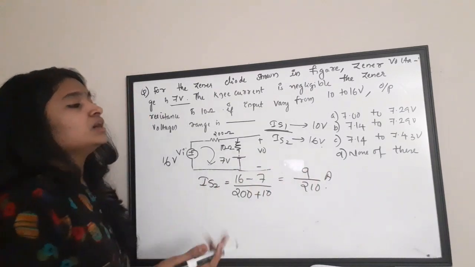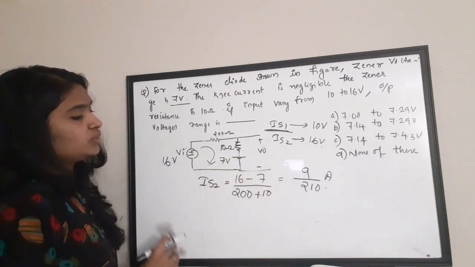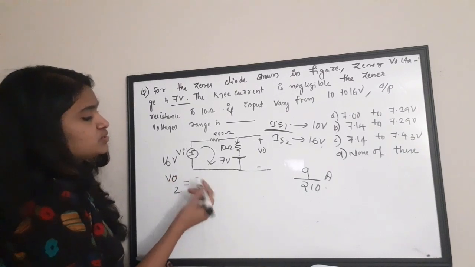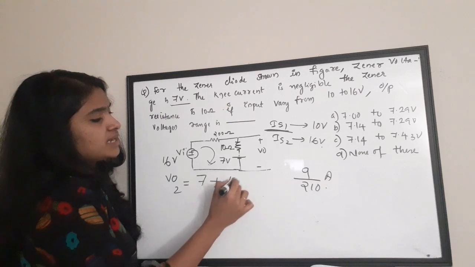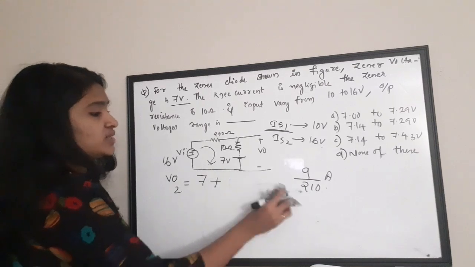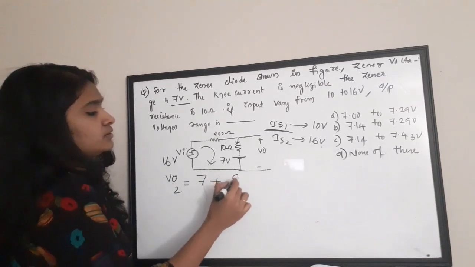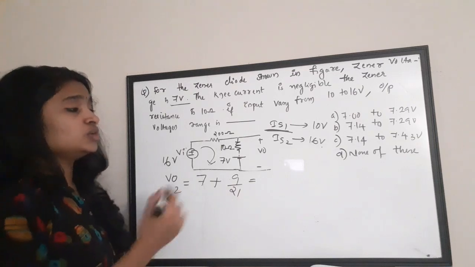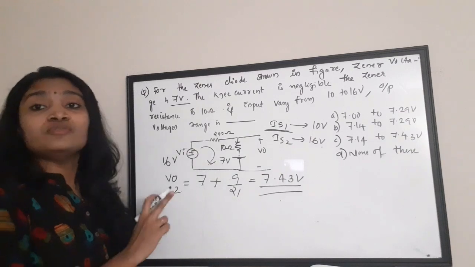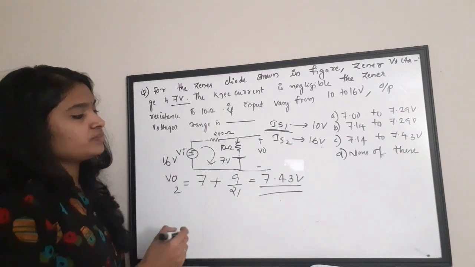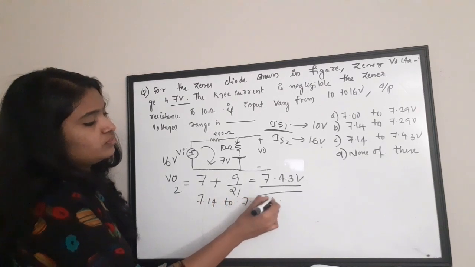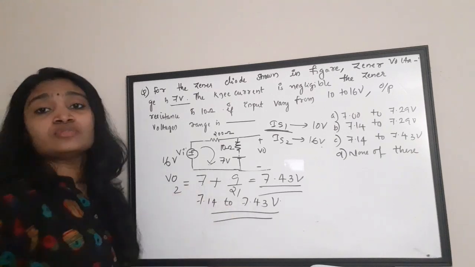Apply this current in the V out equation. So how will you get it? V out 2 is equal to 7 volt plus 10 into 9 by 210, which is equal to 9 by 21. If you solve it, you will get 7.43 volt as your answer for V out. So the voltage ranges from 7.14 to 7.43 volt. This is your range of output voltage.